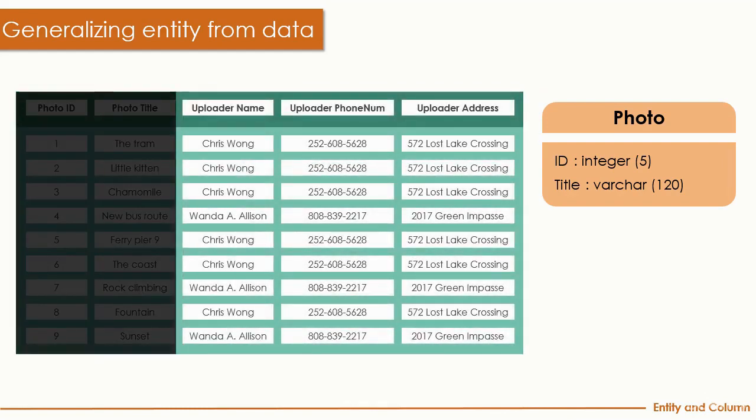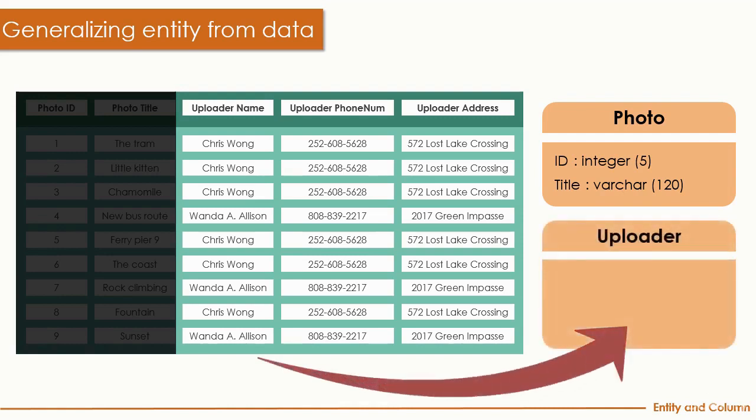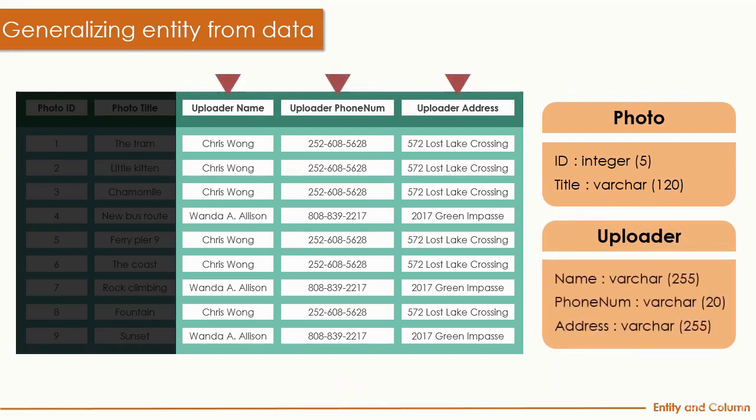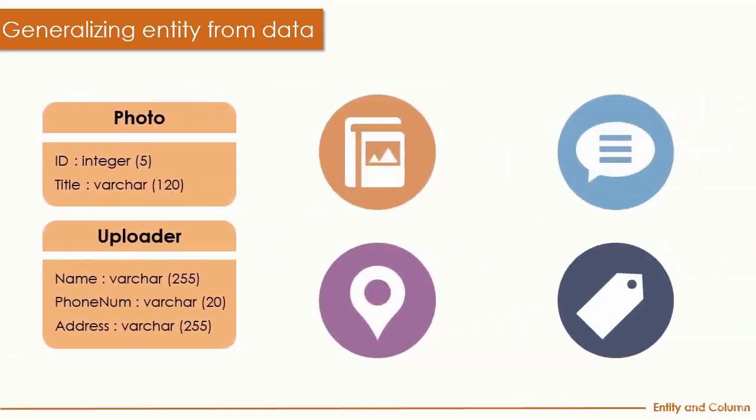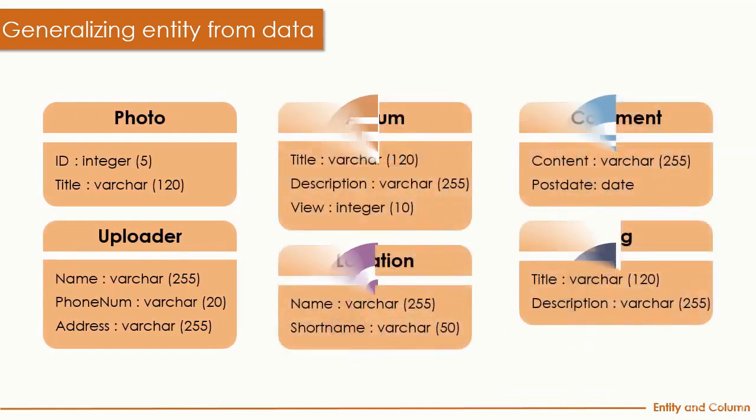And then the right hand side is the uploader information. We split it in 2 tables because the uploader will upload more than one photo. We will have another lecture talking about the relationship. Then the uploader table, the uploader entity is created. Again, each column will become the columns of the entity. We just repeat this step to analyze what data we'll store. Then we will create the other entities that we store the data in the future when we develop the system.